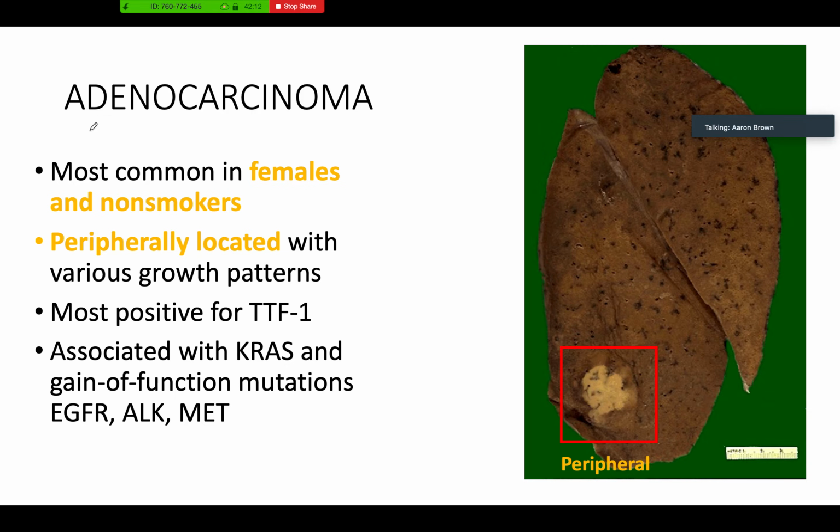Our adenocarcinoma, this is the tumor of females and the tumor of non-smokers. So if they tell you specifically that someone does not smoke, but they have lung cancer, start thinking about adenocarcinoma. Adenocarcinoma does not start with an S, and so what does that tell us? This is going to be a peripherally located tumor with various growth patterns. This is typically going to be positive for TTF1. This is a stain that we can do on histology to basically look at our tumor.